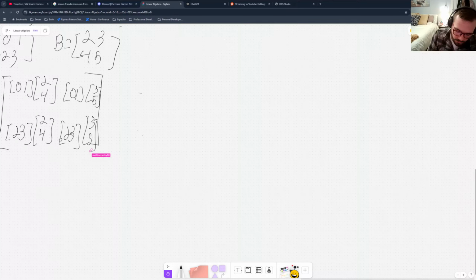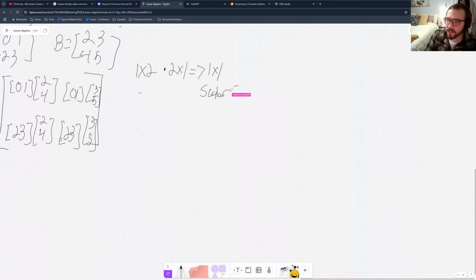Now, when I have a 1 by 2 times a 2 by 1, we're going to end up with a 1 by 1, which is also just a scalar. So this is just going to be a number, because we're just going to end up with an entry that has one row and one column, which is the same thing as just a number. Right?